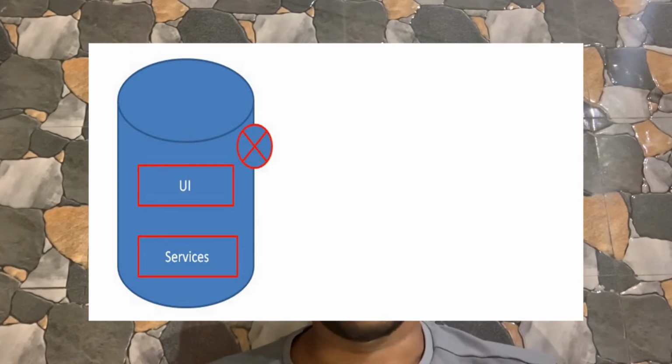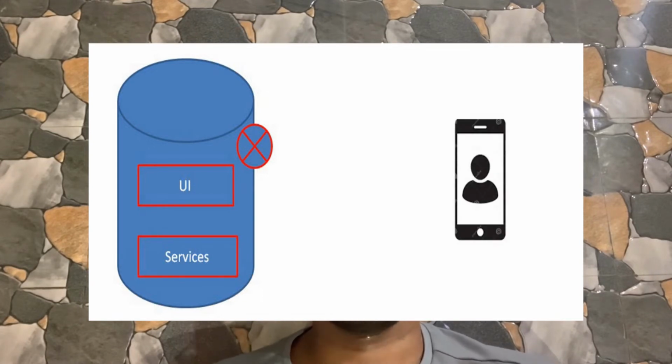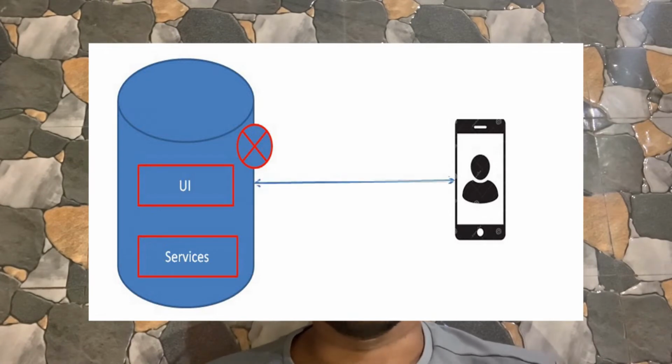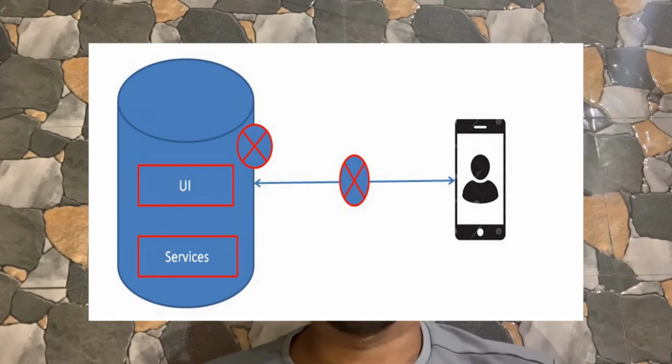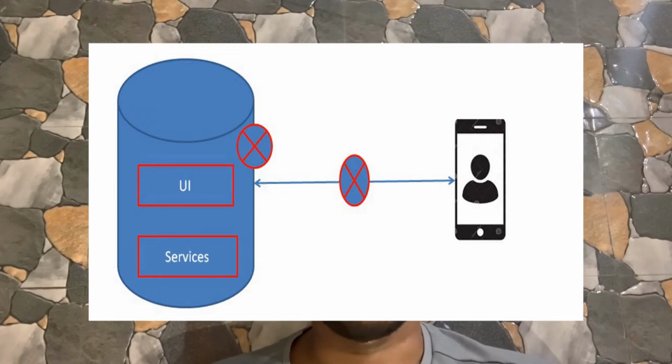So what's the disadvantage? Let's say your server is down for some reason, then both your UI and your services are down, so you will not be able to get it from the external system. The external system will not be able to connect to your server. Even if there is an issue only in the UI, your UI and service are both down. So to overcome that difficulty, REST API is used.